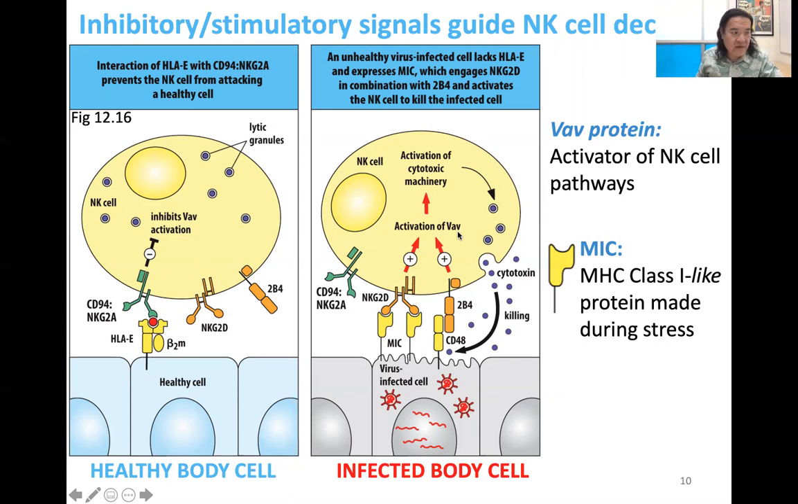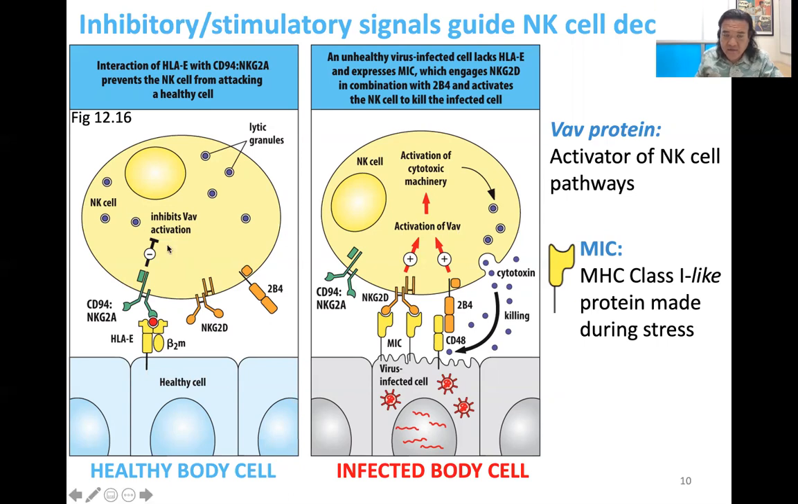So this VAV is a protein that essentially acts as an intermediate protein in the chain of signaling that goes from what's happening on the surface of the cell, through a series of different proteins talking to each other into the nucleus, resulting in the NK cell activating, right?